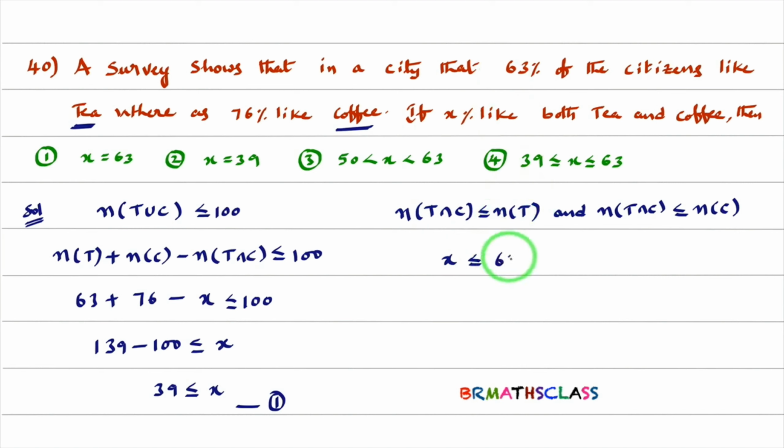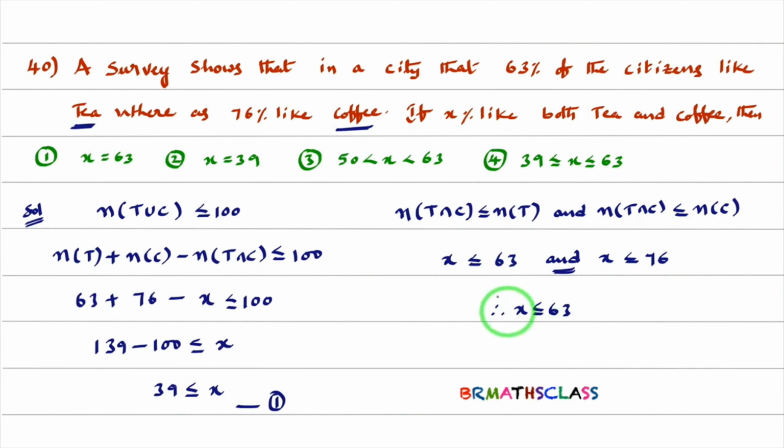N of T is 63 and N of T intersection C is X. X is less than or equal to N of C. N of C is given as 76. So your AND condition is there. That means N of T intersection C satisfies both the inequalities here. So X is less than or equal to 63 and X is less than or equal to 76. If we consider the intersection of these two inequalities, the common elements, you will get X less than or equal to 63.